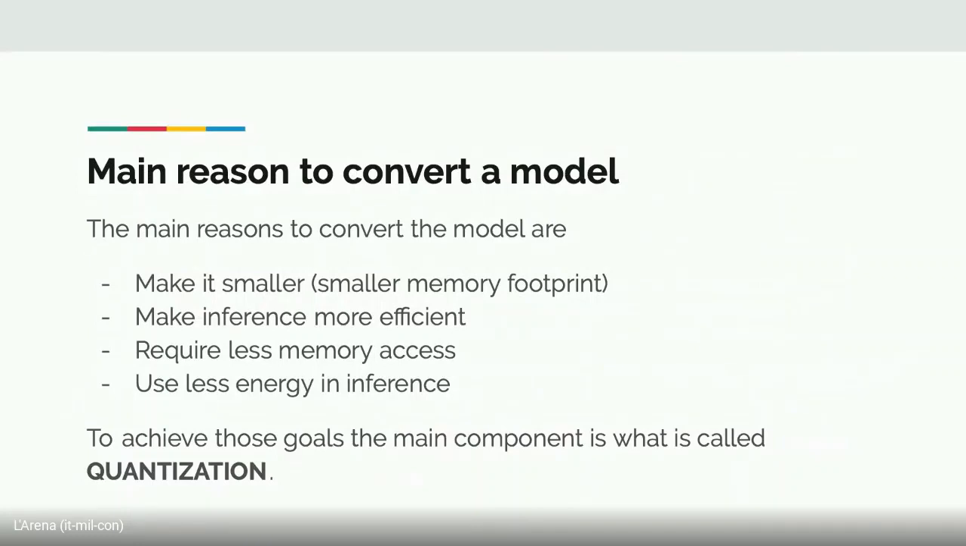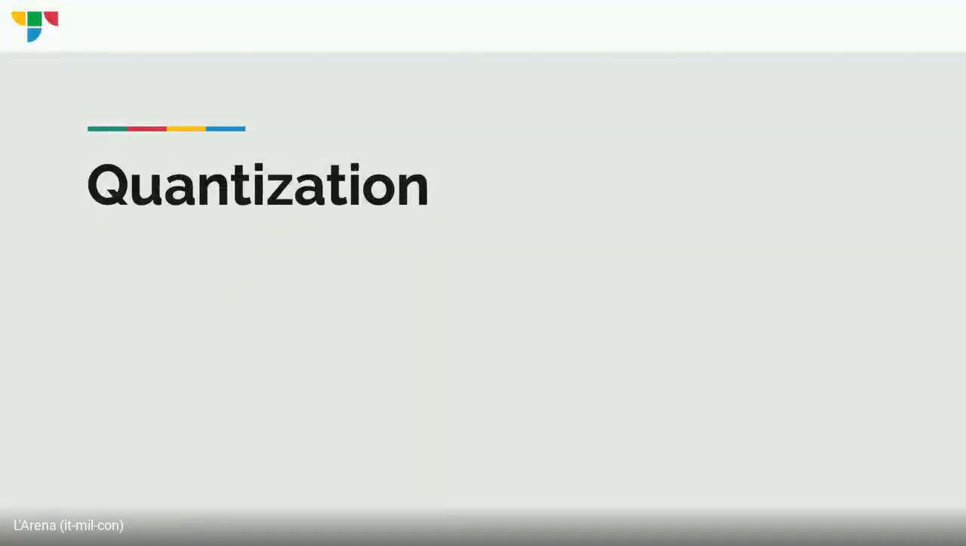Okay, so we want to make it smaller, right? Make inference more efficient, faster. Keep in mind, imagine 2 frames per second versus 60 frames per second, okay? Less memory, you don't want to access memory all the time, okay? And use less energy, right? And the main technique to do that is what's called model quantization, or simply quantization, okay? So the moment that you're dealing with TPUs, you need to understand what quantization is. And I'll try to explain what it is.